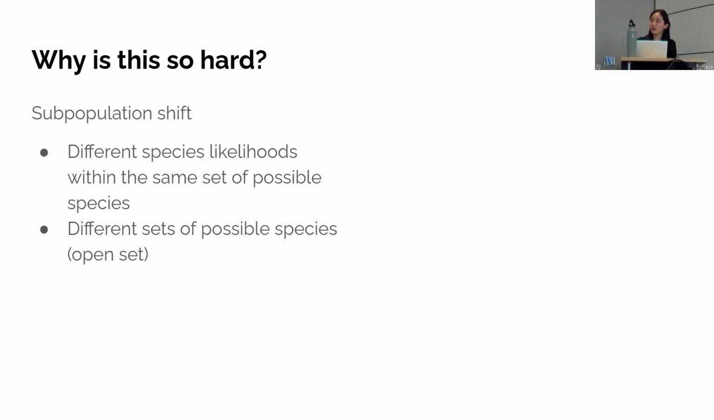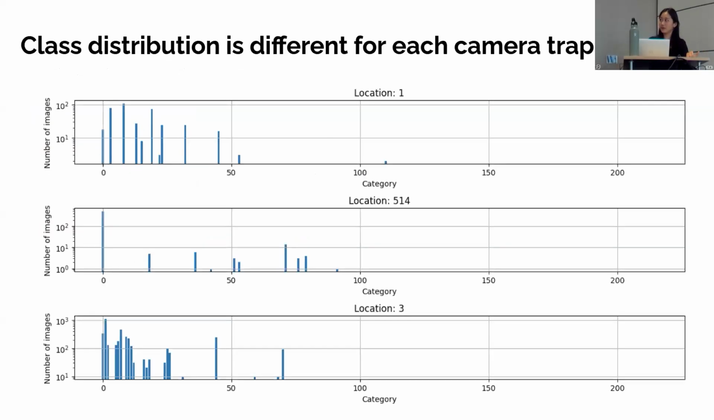Another possibility is that you might go to a new location and now there's a whole different set of possible species. So if you have trained your model in North America and you take it to Africa, the species overlap is going to be minimal.